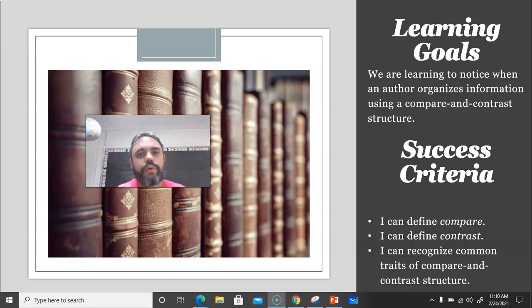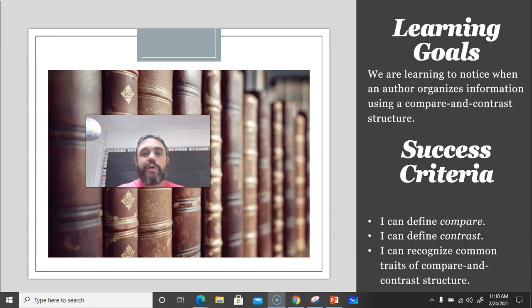Okay, along the way, we want you to make sure that you're tracking your success. We have some I can statements to help you do that. There are success criteria. You love them. They're there to help us along the way. Today, hopefully you can say, I can define compare. Very important today. I can define contrast. And I can recognize common traits of compare and contrast structure. Okay? If you hit those along the way, we'll be some pretty successful folks out there.